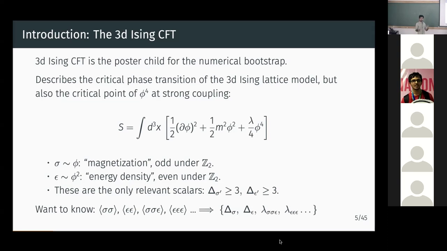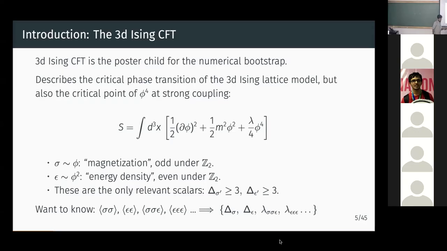And both of these are scalars. And these are the only relevant scalars in this CFT. There are no others. And this is an assumption that we're going to use. The notation we'll use is that delta sigma prime is greater than or equal to 3. What this means is that the next scalar that's odd under Z2 has to have dimension at least 3. Because we're in 3 dimensions, these are now irrelevant deformations to your action. And we want to know all these various correlation functions involving sigma and epsilon, these scalars, which is determined by these CFT data, delta sigma, delta epsilon, lambda sigma sigma epsilon, and so on and so forth.